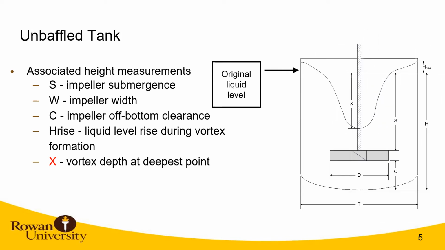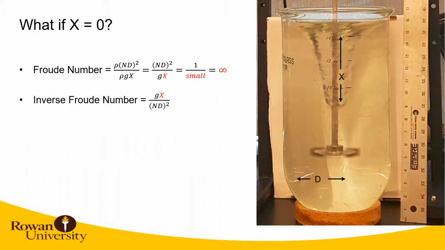And as you see here, we have a variable x for the vortex depth at the deepest point, which occurs in unbaffled tanks. So this slide is on what if the vortex depth x equals 0. As you can see, the Froude number would become 1 over a very low number, which would go to infinity. And so in some cases, we use the inverse Froude number, which puts the vortex depth on the top of the fraction there.